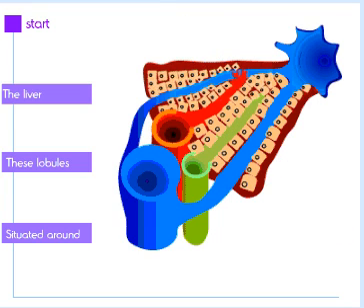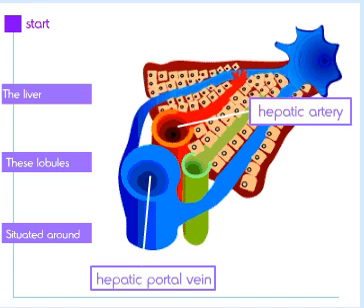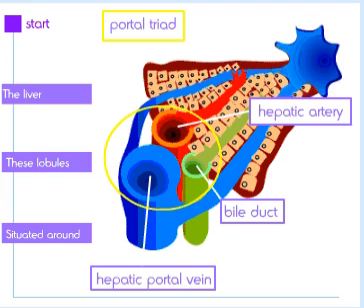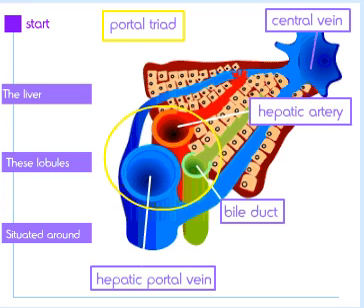Situated around the perimeter of the lobule are branches of the hepatic artery, the large hepatic portal vein and the bile duct. These cluster together at the corners of the lobule, forming what is called the portal triad. At the midpoint of the lobule is the central vein. Blood flows out of the sinusoids into the central vein and is transported out of the liver.